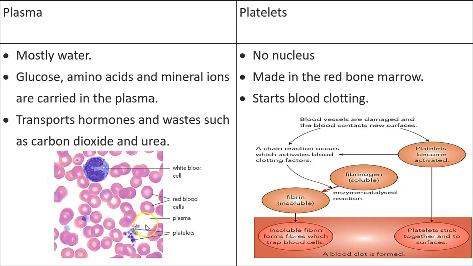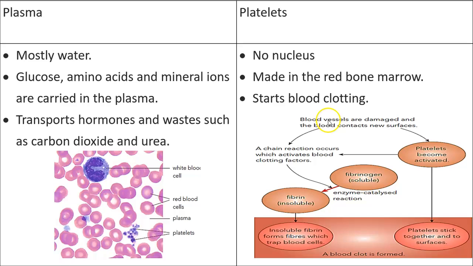This is a white blood cell. These are red blood cells. This is the plasma, the liquid in the middle, and these are the platelets. Now the platelets, again, they don't have nuclei. They are made in the bone marrow. They start the clotting. So how does the clotting work?